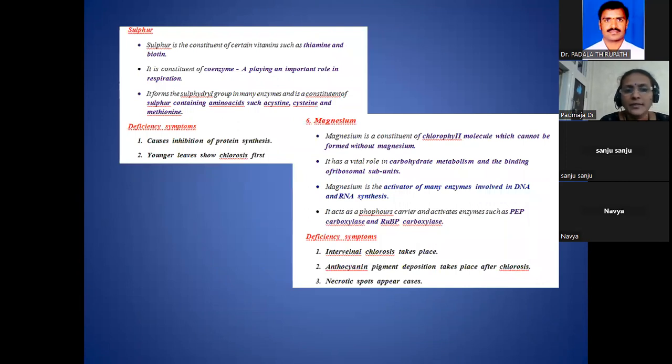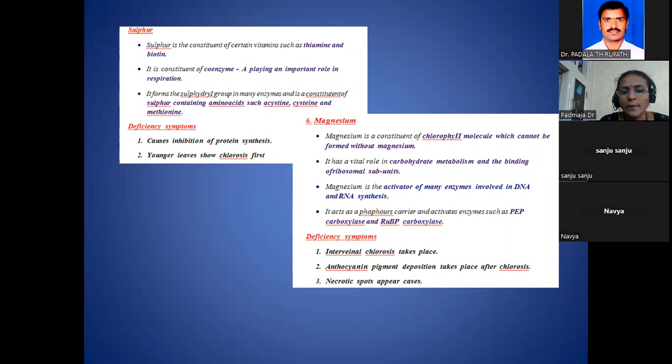And sulfur. Sulfur is a constituent of certain vitamins such as thiamine and biotin. They are going to ask which mineral is present in vitamins like thiamine and biotin. And it is a constituent of coenzyme A, playing an important role in respiration. In the Krebs cycle, the pyruvic acid is converted into coenzyme A, and only then does it take part in the Krebs cycle. So the formation of this coenzyme is also affected if sulfur is a constituent of the coenzyme. So it plays an important role in respiration.